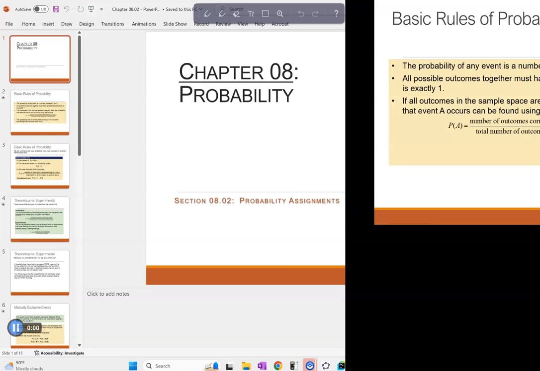So if all outcomes in the sample space are equally likely, the probability that event A occurs can be found using the formula: the number of outcomes corresponding to event A divided by the total number of outcomes in the sample space. Exactly like we had done before. Remember we talked about flipping 2 coins and getting heads and tails. There are 2 outcomes that do that out of 4, so it'd be 2 out of 4 because all flips are equally likely with a fair coin.